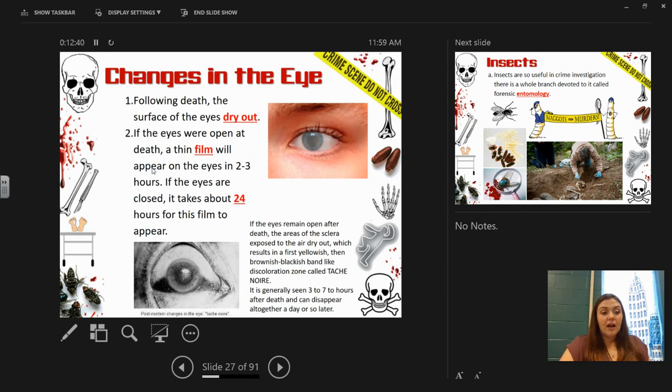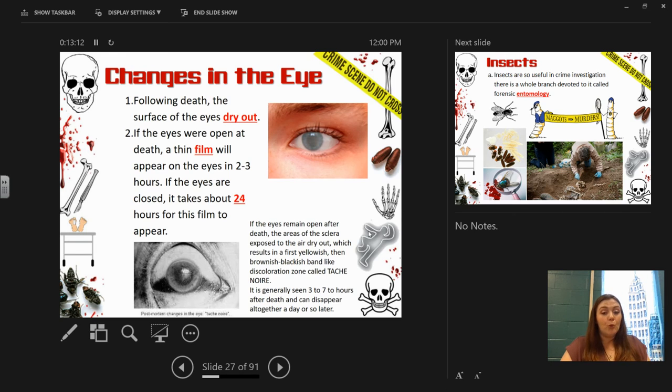All right, changes in the eye. Following death, the surface of the eyes dry out. If the eyes were open at time of death, a thin film will appear on the eyes in 2 to 3 hours. If the eyes are closed, it takes about 24 hours for this film to appear. So you can see the film here. If they die with their eyes open, and you come in and their eyes are already open and they have the film over them, it's been at least 2 to 3 hours. If their eyes are closed and you peek inside and they're not filmed yet, well, it's been less than 24 hours since they were killed.